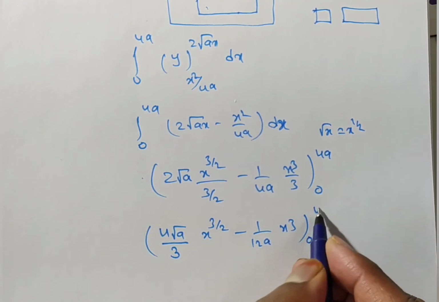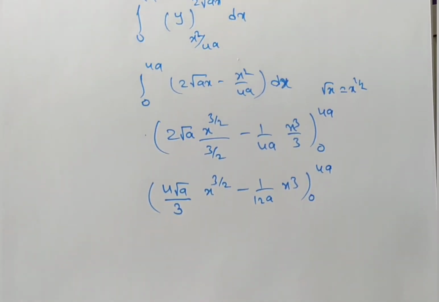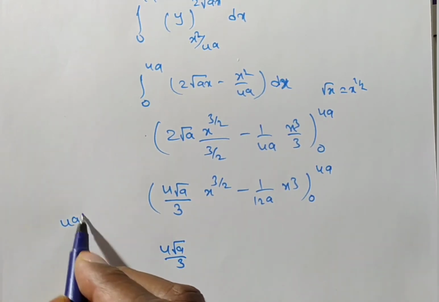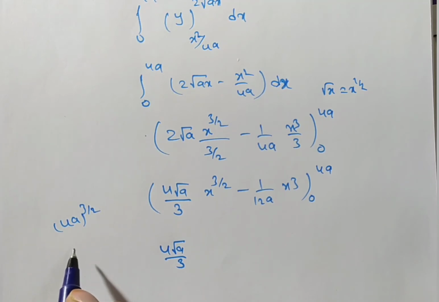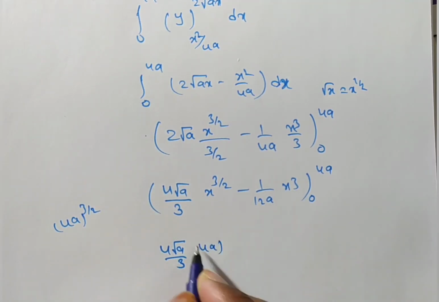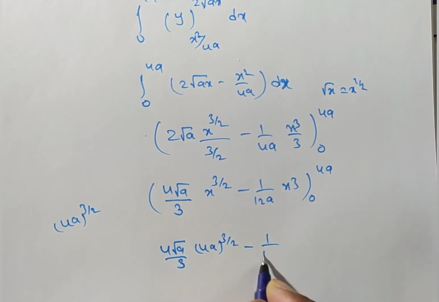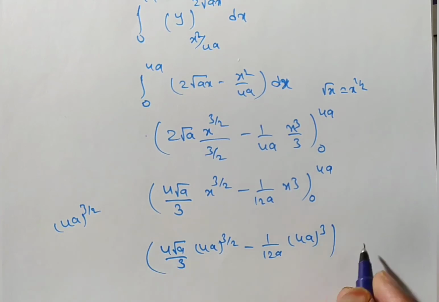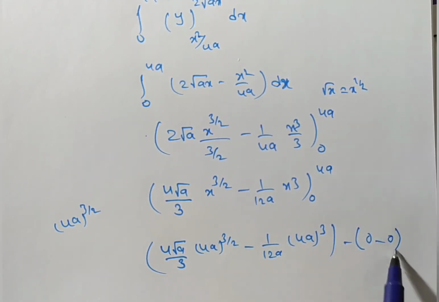Limits from 0 to 4a. So put x equal to 4a. Then you will have 4a by root 3 into (4a) to the power of 3 by 2, minus 1 by 12a times (4a) cube, minus the lower limit: if you put x as 0, it is 0, minus the lower limit substituted with 0.